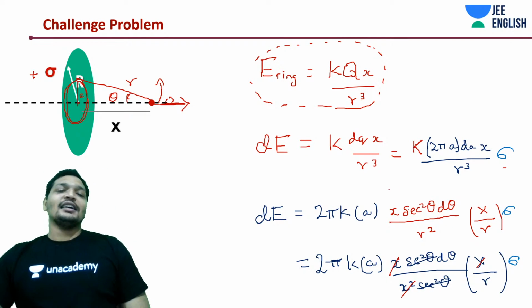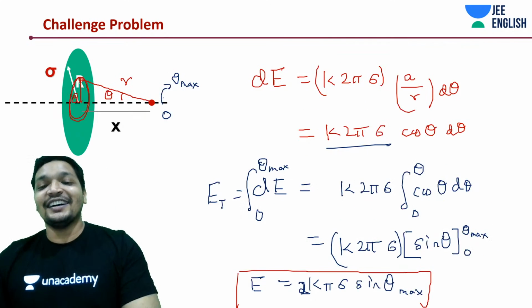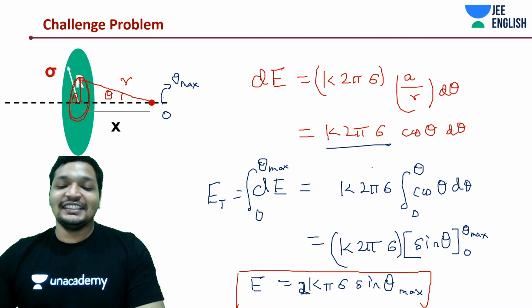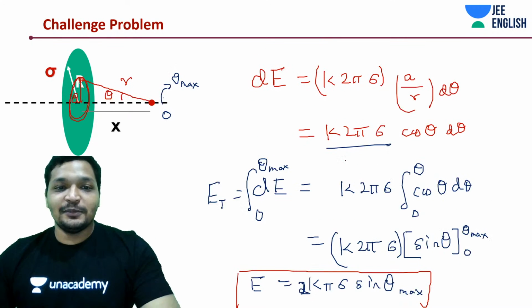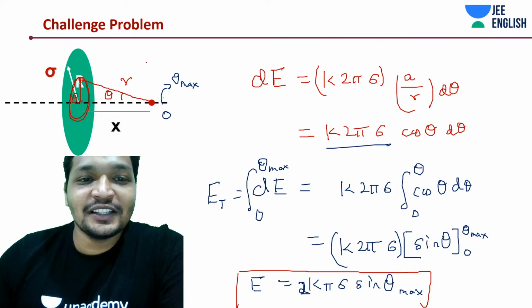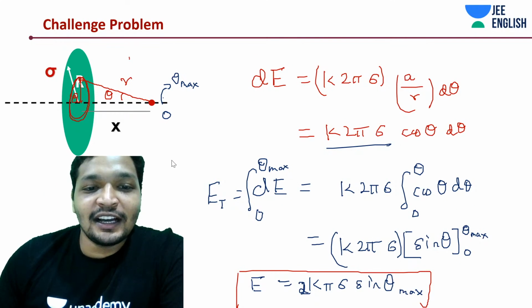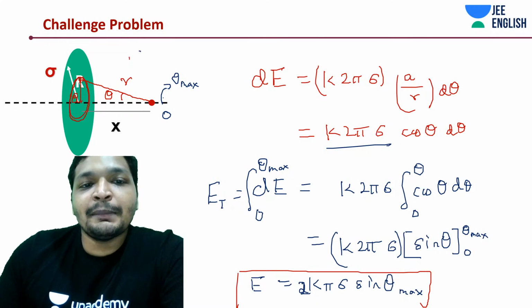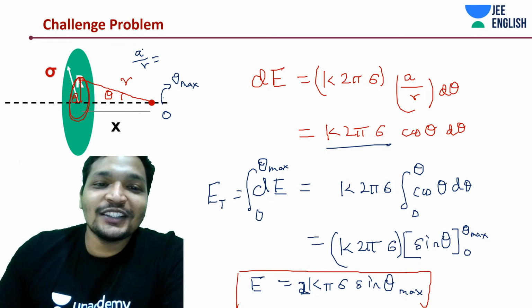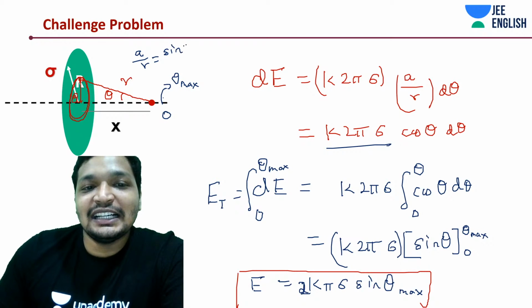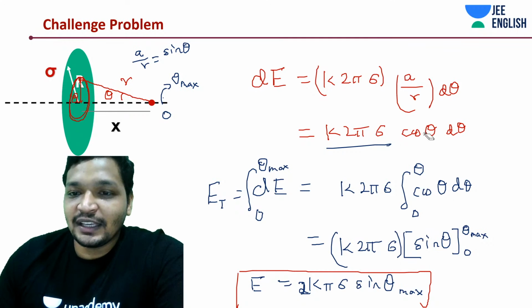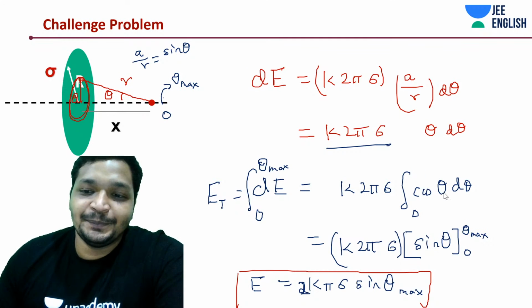A by r is what, guys? Sorry. I should not be overconfident sometimes. So a by r is equal to not cos theta but sin theta, right? A by r is sin theta. Correct this part, everything is fine.